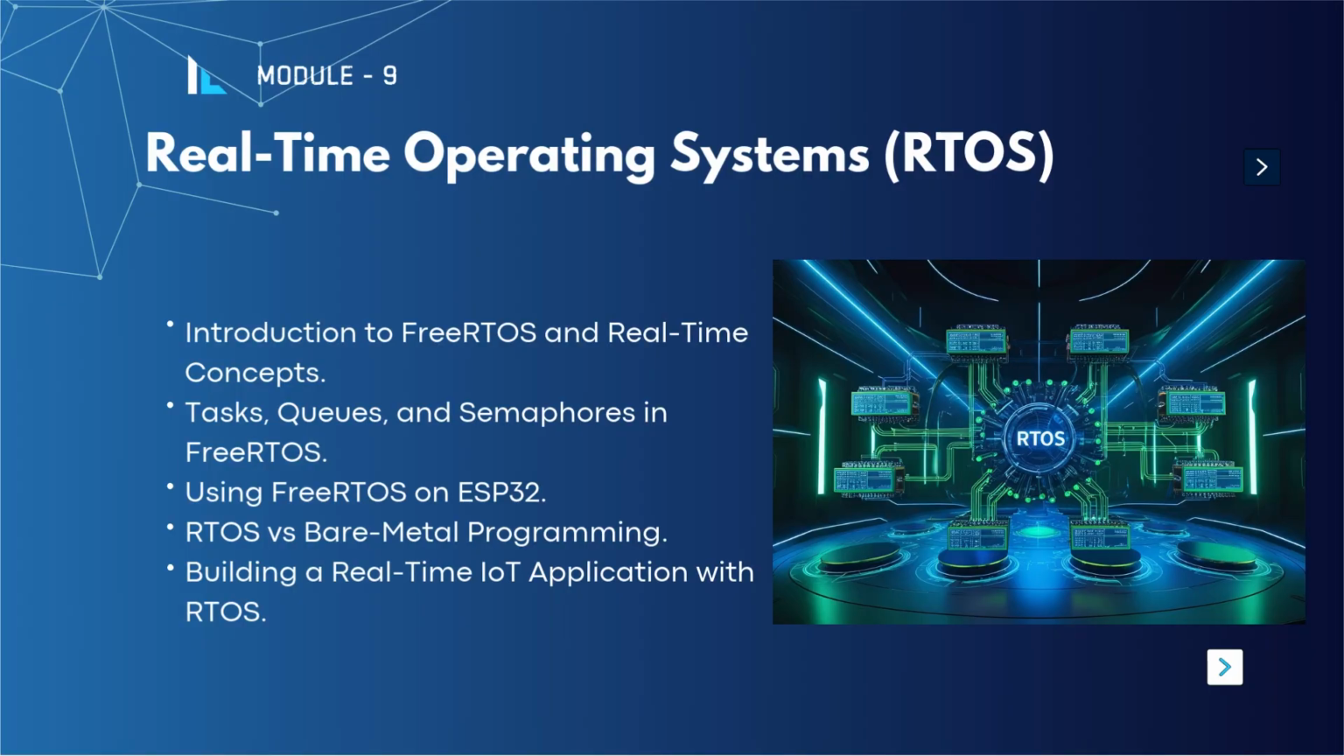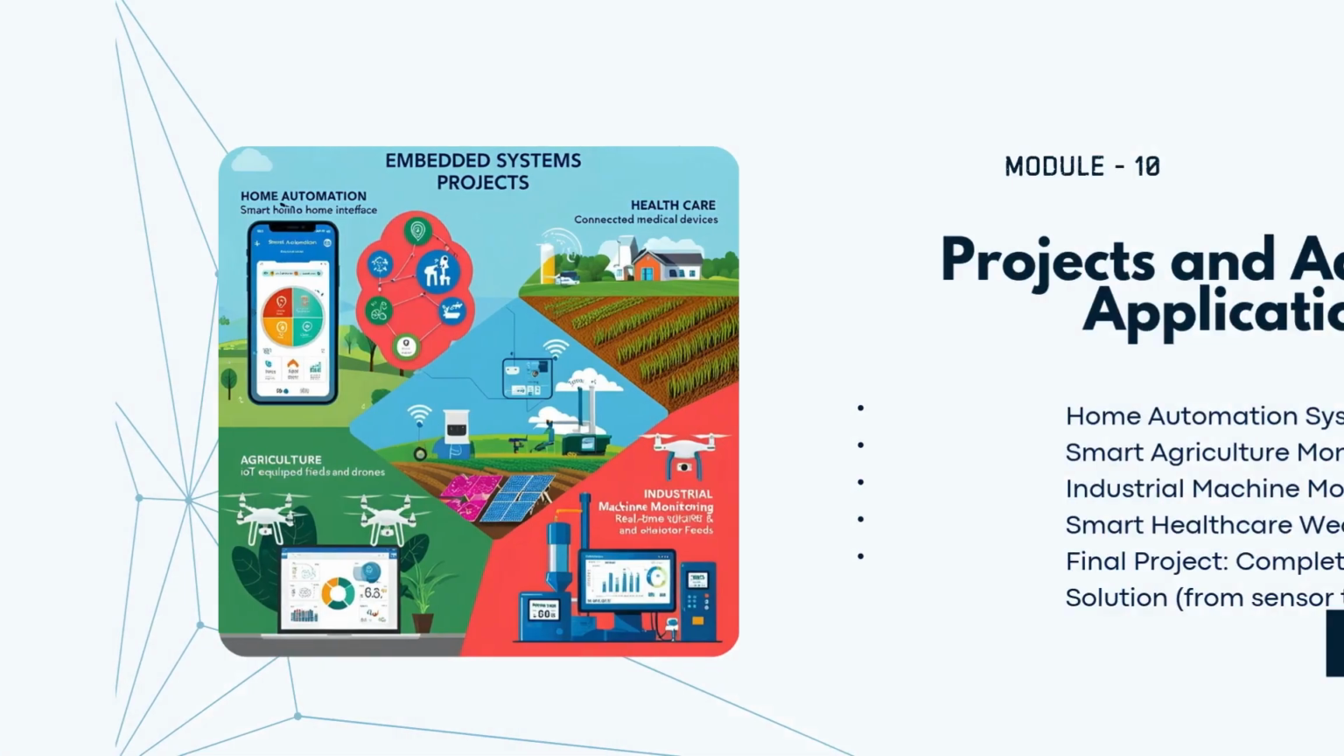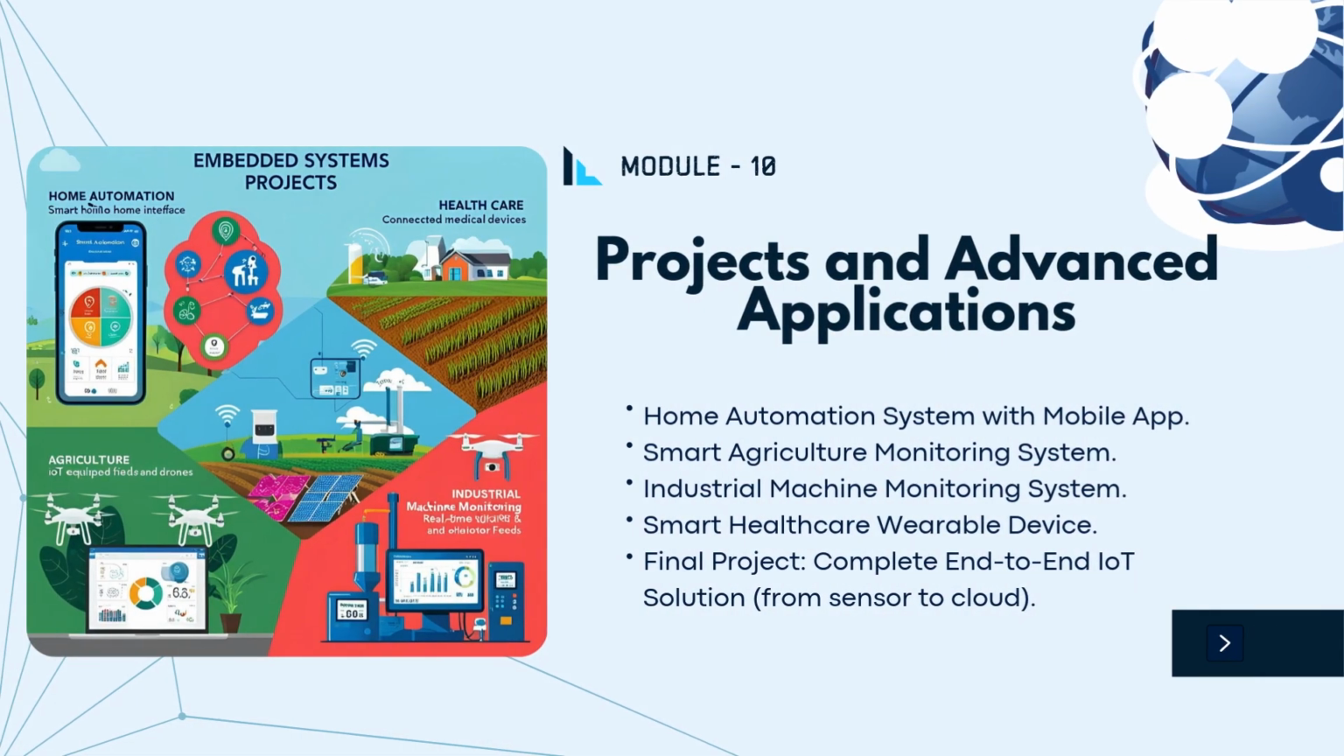Module 9, Real-Time Operating Systems, RTOS. Step into professional development with FreeRTOS. Learn task scheduling, queues, semaphores, and how to build multitasking IoT apps. Module 10, Real-World Projects. Finally, apply everything with practical projects, from smart agriculture and healthcare to complete home automation and industrial monitoring.